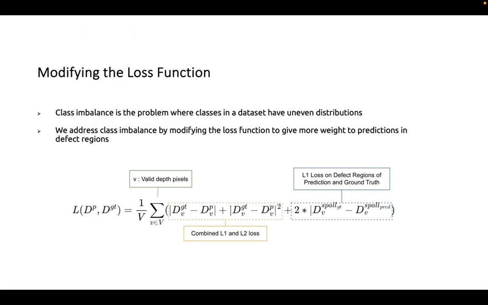To account for this, we modify the loss function to give more weight to predictions in defect regions. The loss can be read as: for every depth pixel that is not zero, compute a combined L1 and L2 loss of the depth prediction and ground truth. An additional term that we add is to compute L1 loss only for the defect regions and weigh that 2 times.